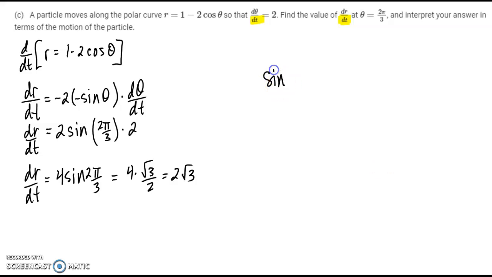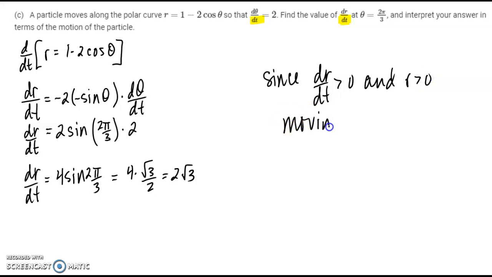Interpret your answer. Okay, so since dr dt is positive, and I know that r is positive, then I'm moving away from the origin. The interpretation, this is worth a point.